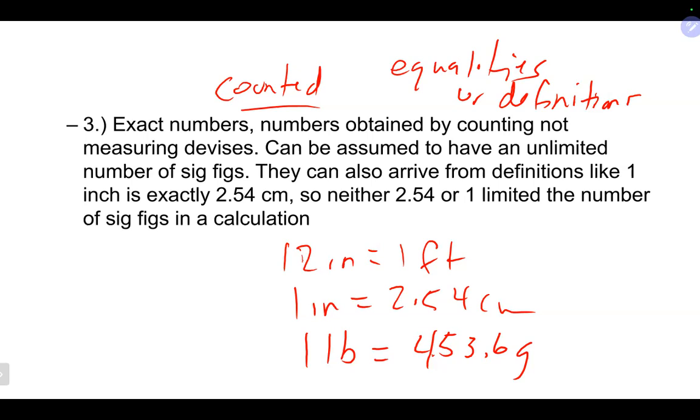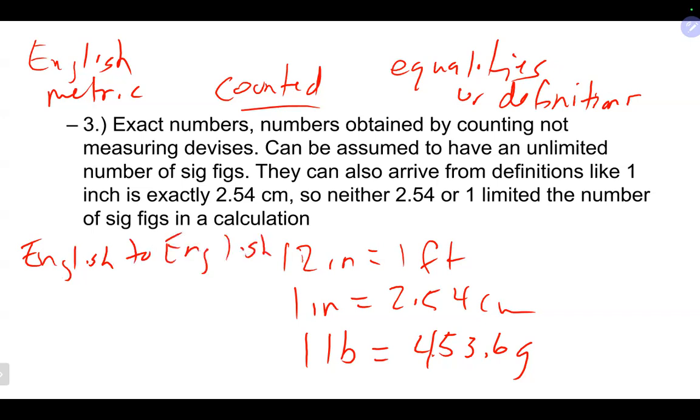You remember there's 2 types of units. There are English units, and then there are metric units. And for the most part, if you're using an English to English conversion, it is considered an exact number. If you're using a metric to metric conversion, it is considered an exact number.